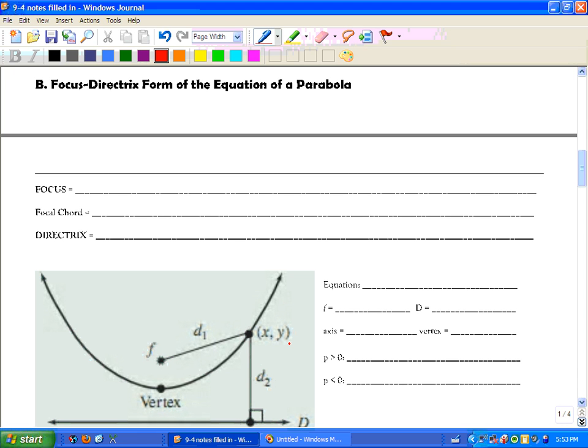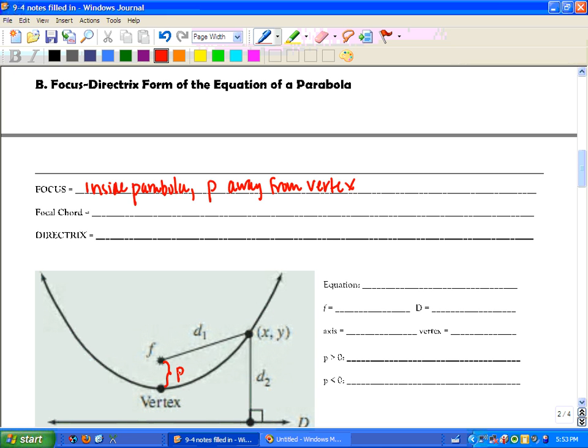There's another way you can write the equation of a parabola, and that is in focus and directrix form. So you've talked about focus before with your ellipses and hyperbolas. It is similar with a parabola. The focus is inside the parabola, just like in the hyperbola, and it is the distance p away from the vertex. So if you have your vertex and your focus is F, this distance right there is p.